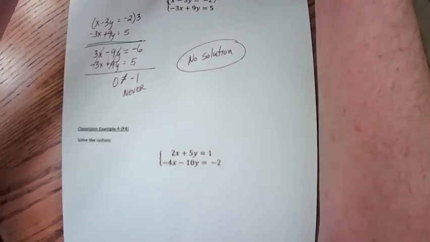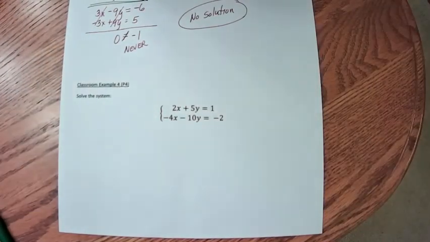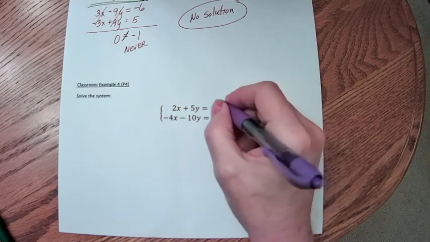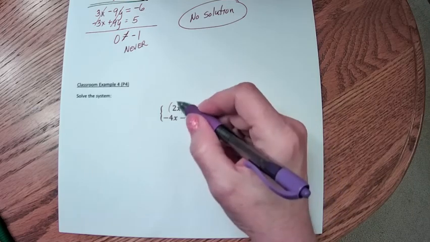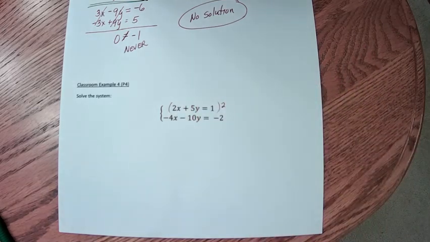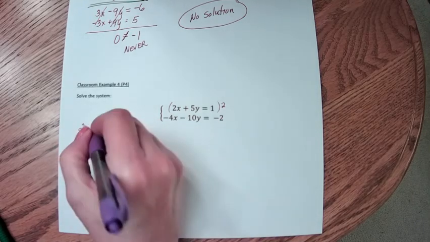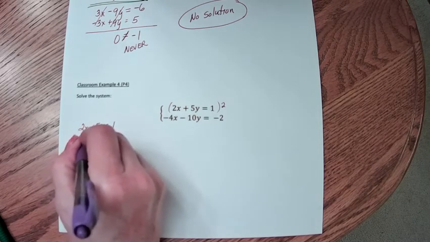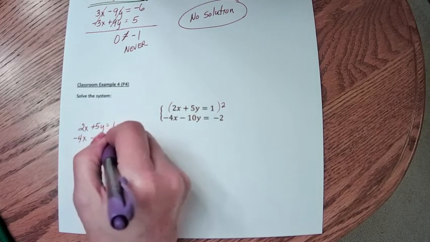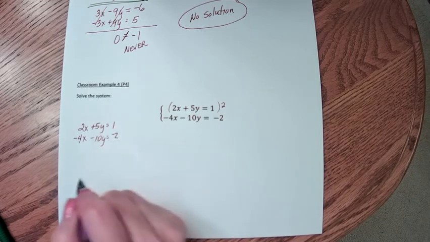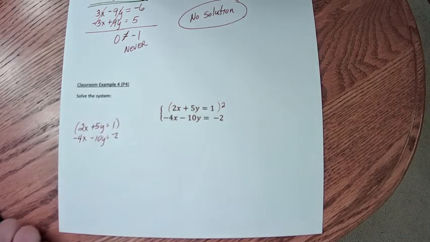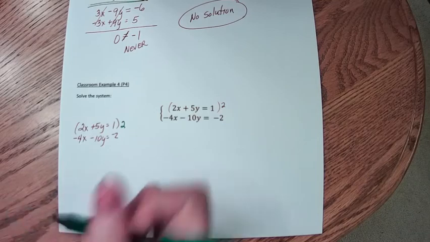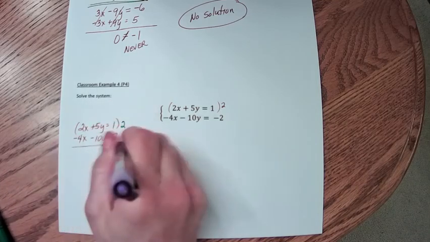Moving on to example 4 here. I have a 2x and a -4x. You know what? If I multiply this whole equation by 2, I'll get a 4x and a -4x, and that will work. So 2x plus 5y equals 1, and -4x minus 10y is going to equal -2. And I've decided I'm going to multiply this whole first equation by 2. Why? So I can get my x's to cancel.